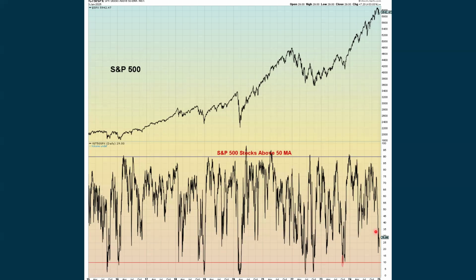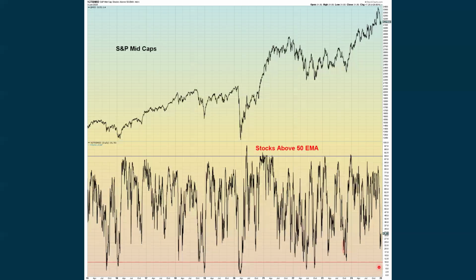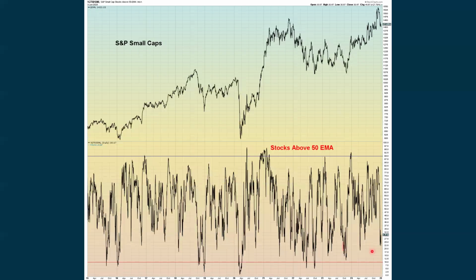I use that same basic idea with those stocks above their 50-period moving average for the S&P, getting a low reading here, but not extreme negative. And then the same thing with the mid caps, a low reading but not extreme. And then the small caps, another low reading but not extreme.